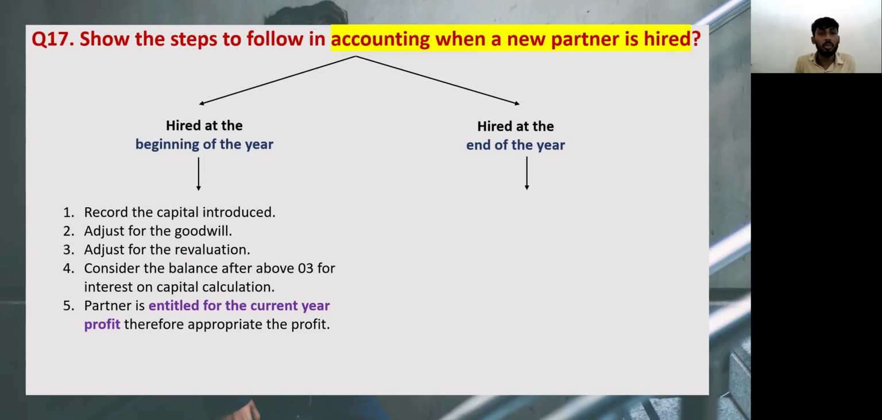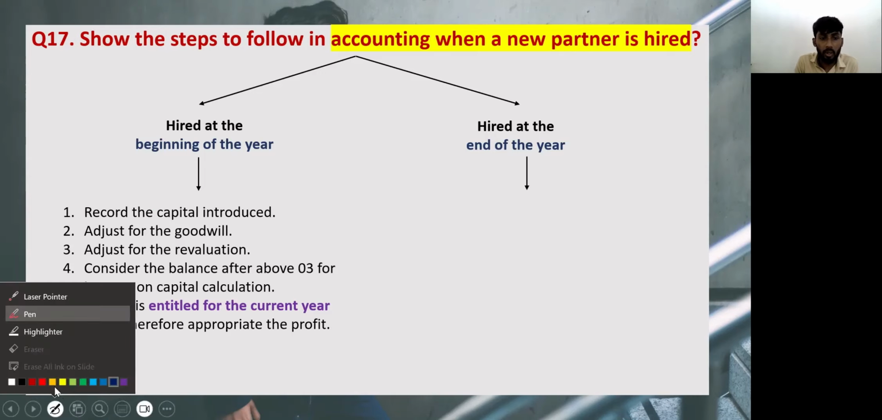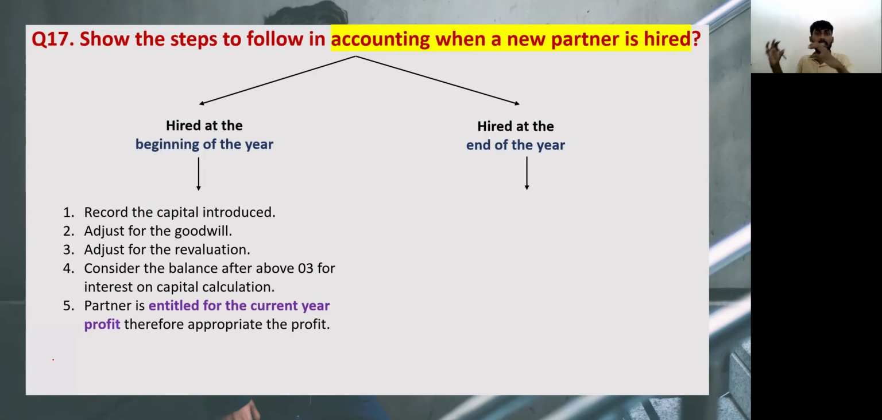First, how to do it? First of all, we need to record the capital introduced. Why? The new partner is bringing in capital now. And then we need to adjust for the goodwill. And then we need to adjust for the revaluation, if given in the question. If not, do not do it. Only if given in the question.